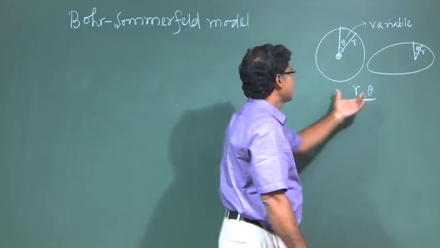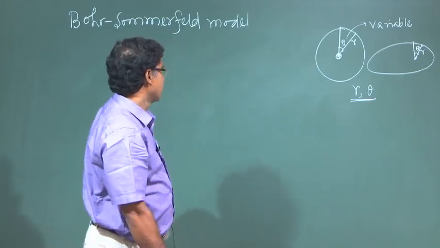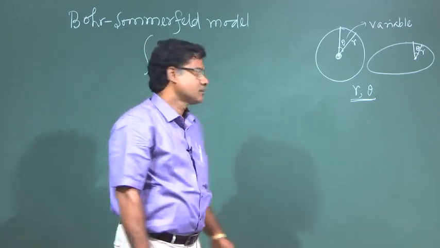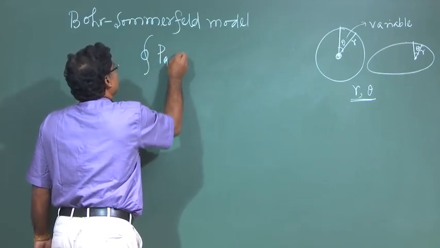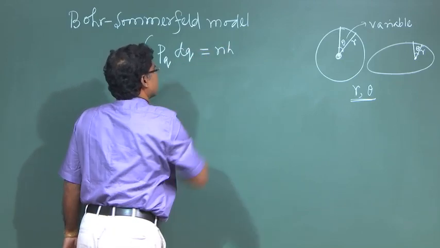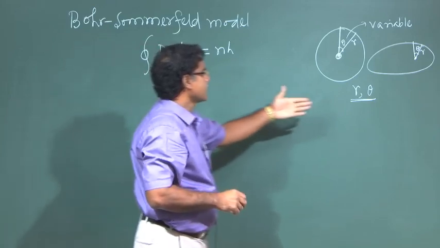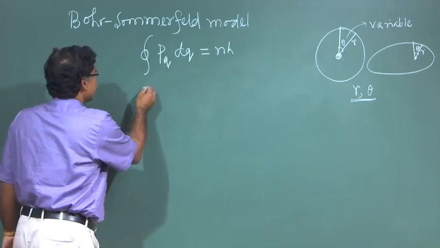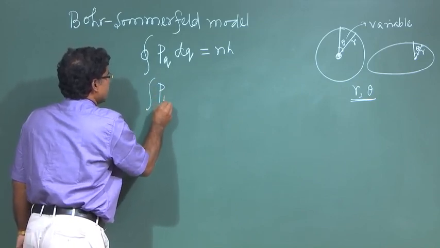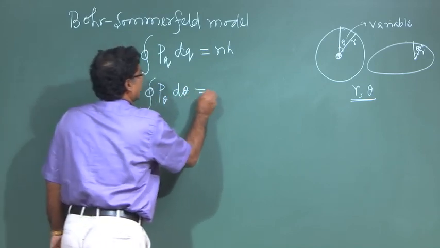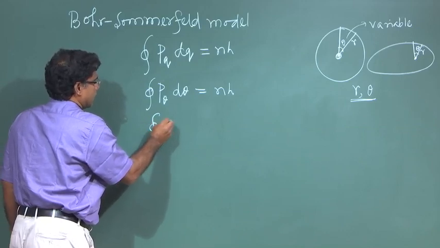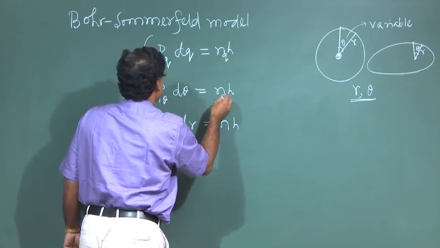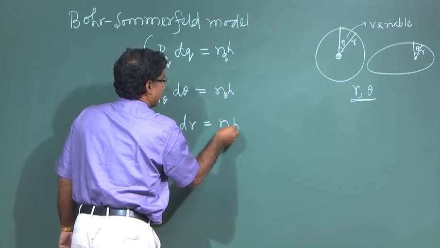So two quantizations should exist. Using that quantum quantization rule, the integral of p dq equal to nh, now our coordinates are r and theta. So q is basically r and theta. One rule can be the integral of p theta d theta equal to n h, and another can be the integral of p r dr equal to n h. Okay. Generally I write n q, so here I can write n theta, and here I can write n r.